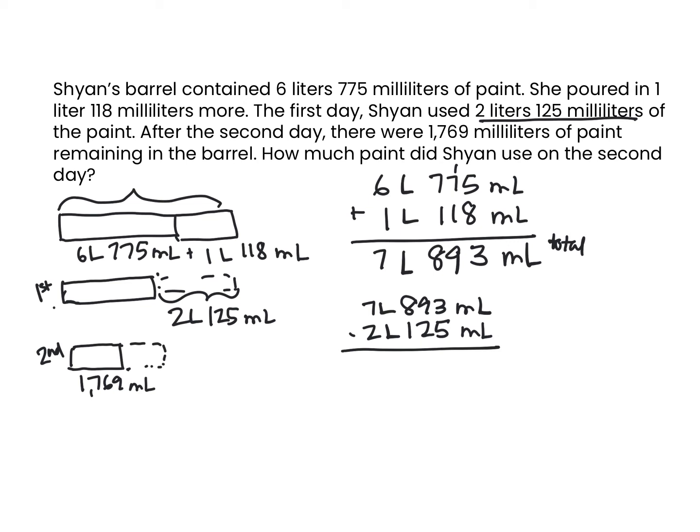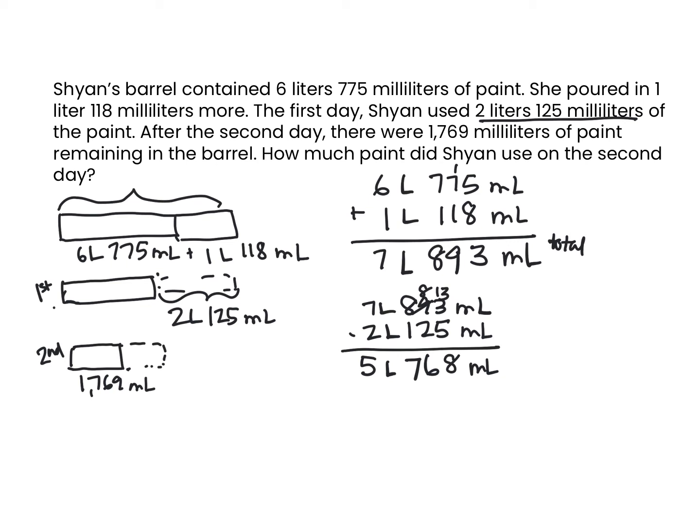Again, hopefully you did this already and you're coming back and seeing how I did it. So after our second day we did this, we're going to have to regroup here. And 13 minus 5 is 8. 8 minus 2 is 6. 8 minus 1 is 7. And that's our milliliters. And 7 minus 2 liters gives us 5. So at the end of the first day, we had 5 liters, 768 milliliters left of what we had started with.